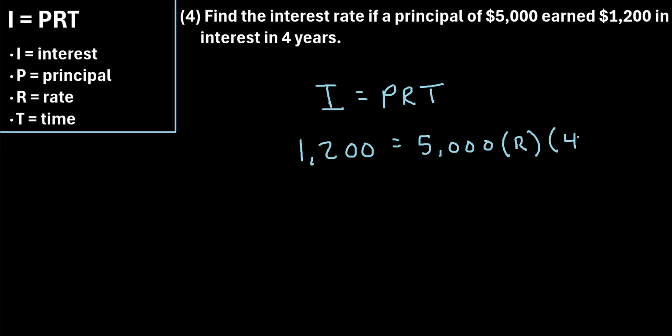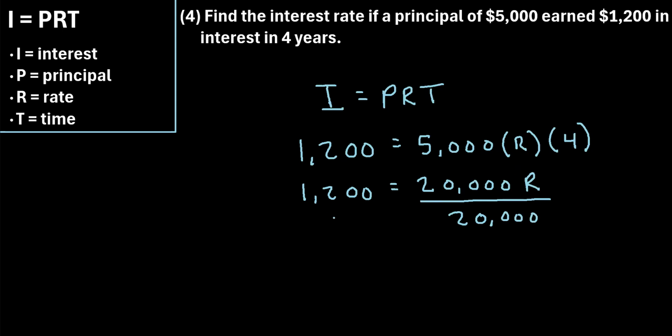So we'll say 4. So in this case, we're trying to solve for R. We're trying to figure out what is the interest rate. So what we can write is 1,200 is equal to 5,000 times 4, that would be 20,000. So we can say 20,000 times R. So remember, we're trying to solve for R. We're trying to get R by itself. So to do that, we can divide both sides by 20,000. Now on the right-hand side, these 20,000s cancel out, and we're left with R is equal to 1,200 divided by 20,000.